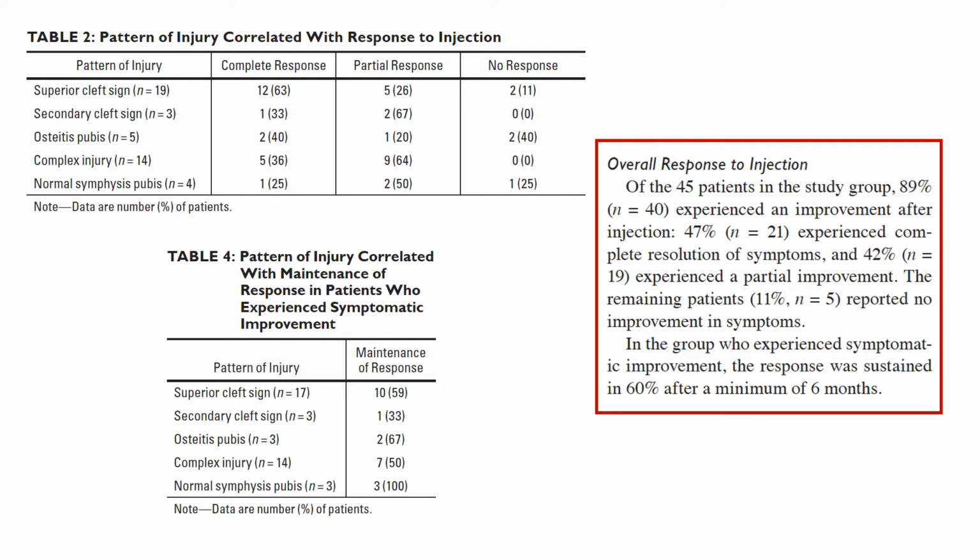Again, you want to correlate your clinical findings with the radiological findings, and this does show you in one study how response to injection correlated with the clinical and MRI findings. 89% of patients experienced an improvement with a symphysis pubis injection, but only 47% of them got complete resolution, with 42% getting a partial improvement. So this can be very useful to give a patient an injection to give them complete or partial pain relief and give them that pain-free window for rehabilitation.